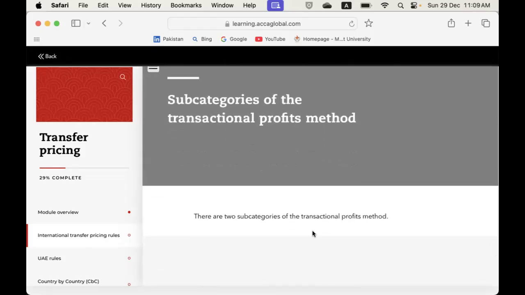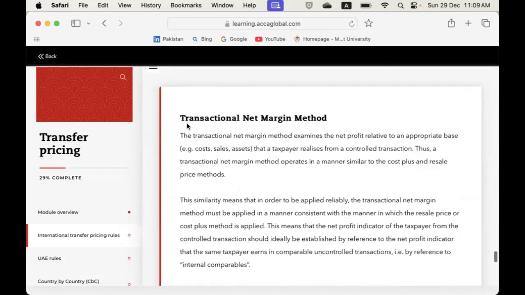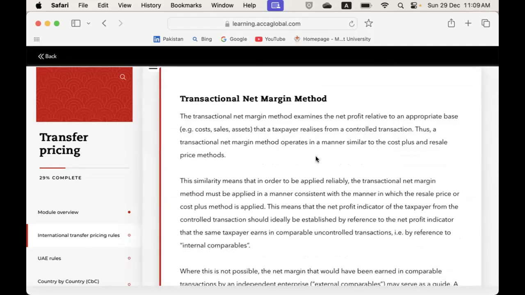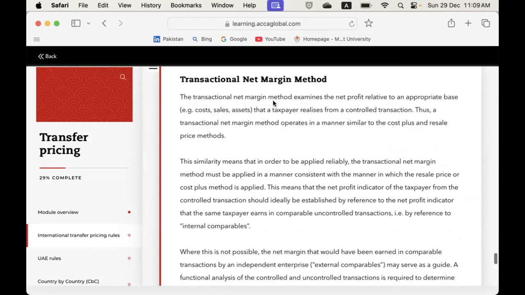Now we're coming to the second category, which is actually the dominant category: subcategories of the transactional profits method. In UAE, actually, the majority of companies are performing this approach, the transactional net margin method. Why? One of the reasons is lack of availability of comparable information. The transactional net margin method examines the net profit relative to an appropriate base, for example cost, sales, assets, that a taxpayer realizes from a controlled transaction. Thus, the transactional net margin method operates in a manner similar to the cost plus and resale price methods.